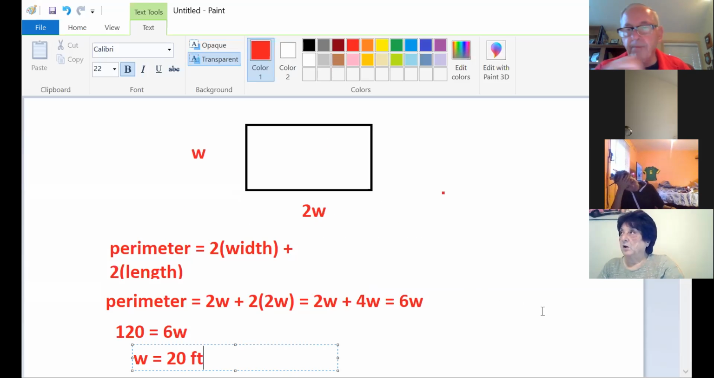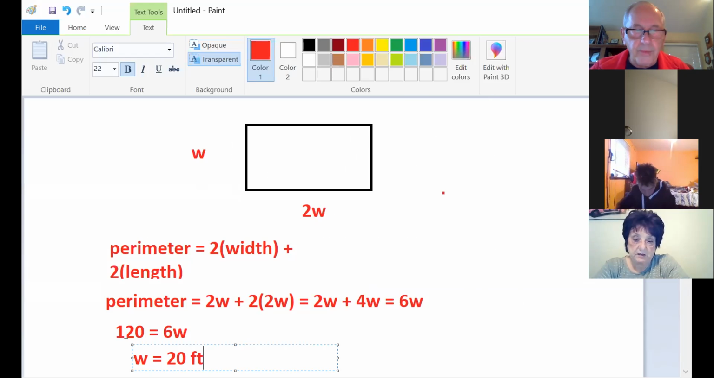Does that make sense? Kind of. Okay, kind of. Again, it's just the perimeter, it's the outside length. So you're adding W plus 2W plus W plus 2W, right? And you're given what the total perimeter is. So this is solving for W. So this is 20 feet and this is going to be 20 times 2 or 40 feet. And then do a check. You've got 20, 40, 20, 40. 40 and 40 is 80. 20 is 100. 20 plus 100 is 120. Boom, that's the answer, right? So we haven't made any mistakes. We've done it.